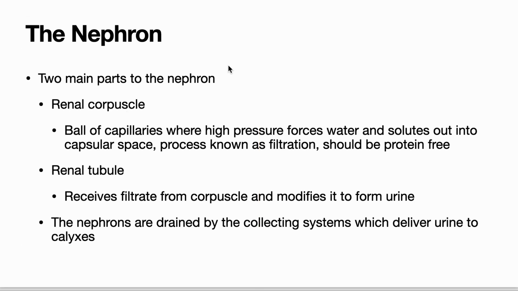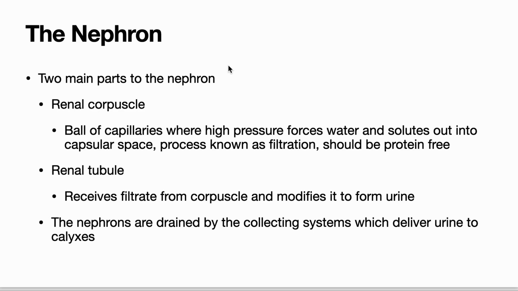So the nephron has two main parts. We can divide it up into the renal corpuscle and the renal tubule. The renal corpuscle is the ball of capillaries. I always say it looks like a meatball under the microscope.